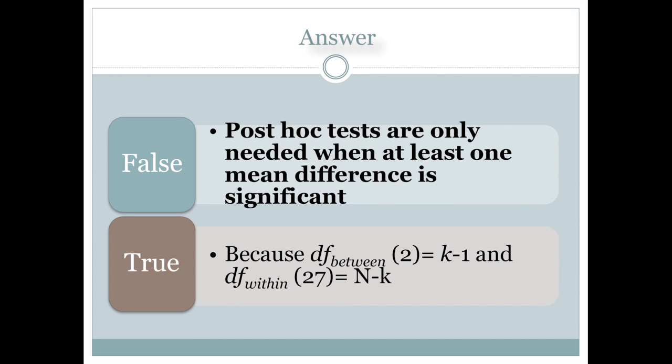Okay. False and true. So post-hoc tests are only needed when at least one of the mean differences is significant. Again, the post-hoc test's responsibility in life is to find out which one of the mean samples are different. If the ANOVA comes back and says, nope, they're pretty much all the same, you don't have to run a post-hoc test at all. And so, because degrees of freedom between is 2, which equals k minus 1, and degrees of freedom within is 27, which equals n minus k.